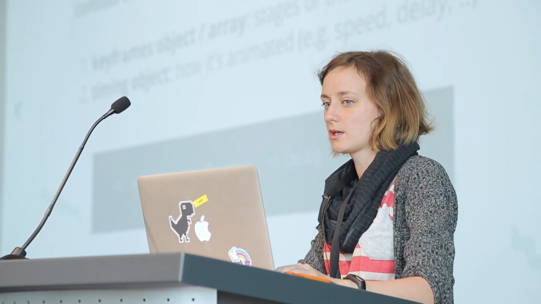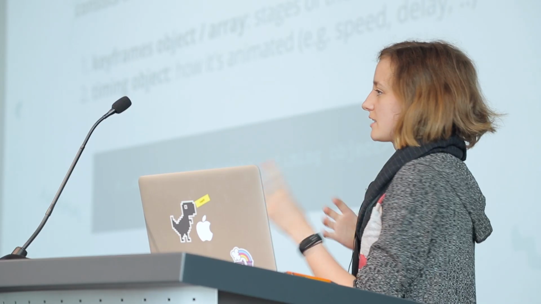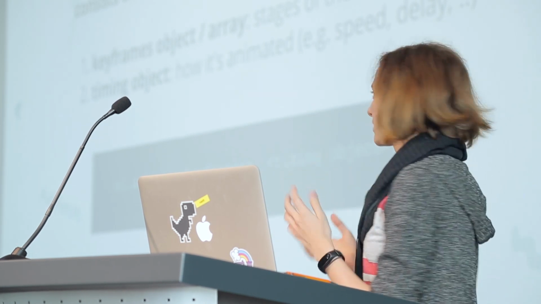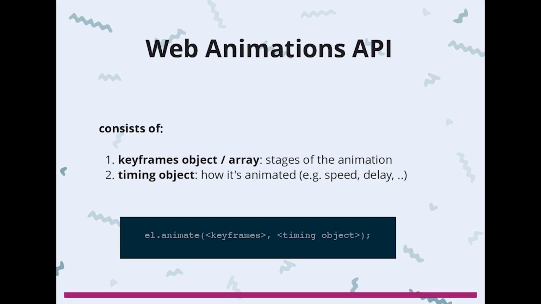So how does it look? To call the Web Animations API, you have a function on a DOM element. Every DOM element, if you do document query selector, you can call the .animate function on, and it has 2 values. The first is the keyframes object or a keyframes array. These are the stages of the animation, so where you start, where you end, and how your animation behaves. The second part is the timings object. It's how it's animated, so how fast it is, how much delay it has, and other timing related things.